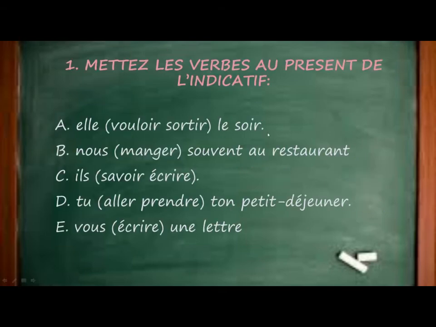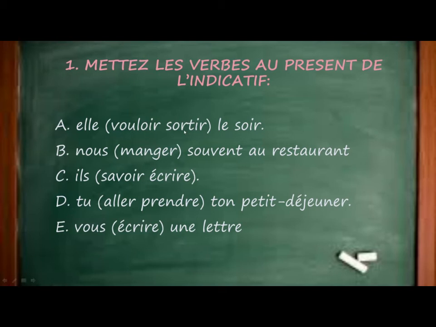Okay, the exercise number 1. So you just got to conjugate the verbs which are given in the bracket, and in present tense. Here it's given, mettez les verbes au présent de l'indicatif. Right? So you got 5 sentences. So the first sentence, elle vouloir sortir le soir. So which means she dash the evening. Okay, the verb given in the bracket is vouloir sortir.